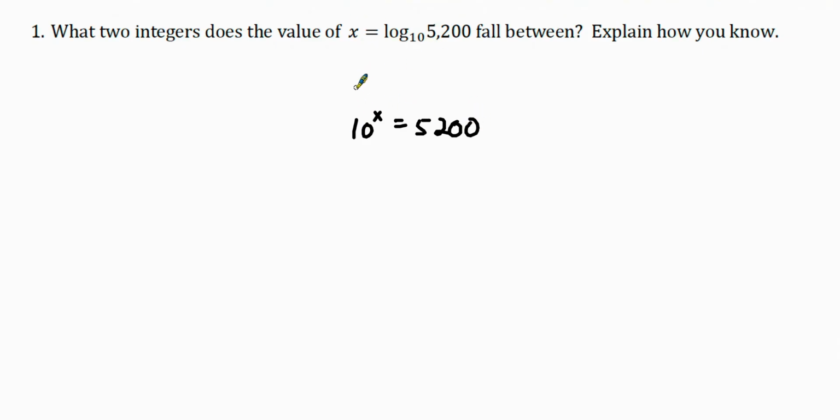So if we think about some things that we know, well, I know that 10 to the third power is 1000, and I know that 10 to the fourth power is 10,000. So that means that the exponent on 10 that gets me 5200 has to be between 3 and 4. Okay, so this is our explanation, right? We can say something like 10 to the third power equals 1000, 10 to the fourth equals 10,000.